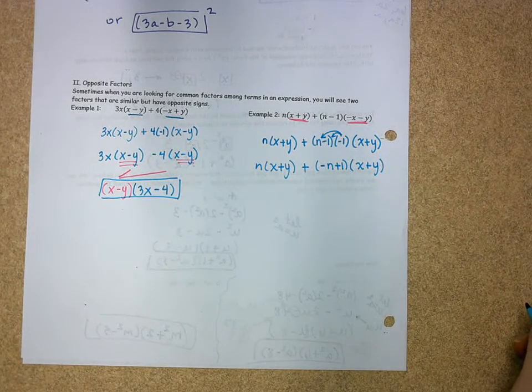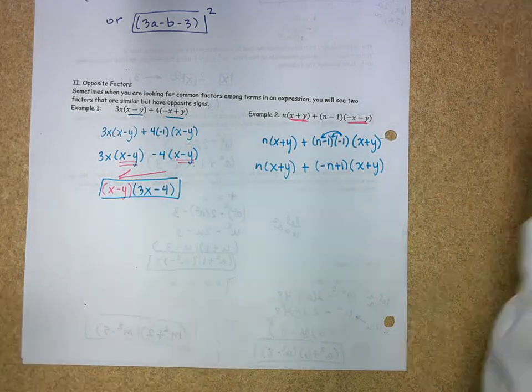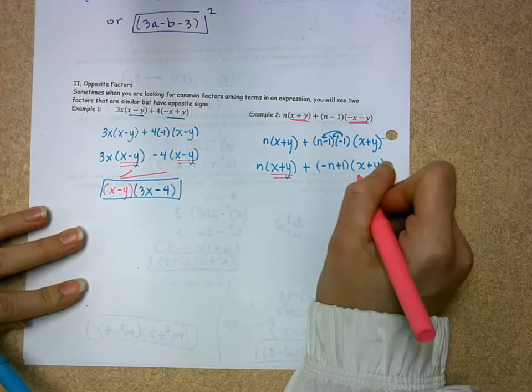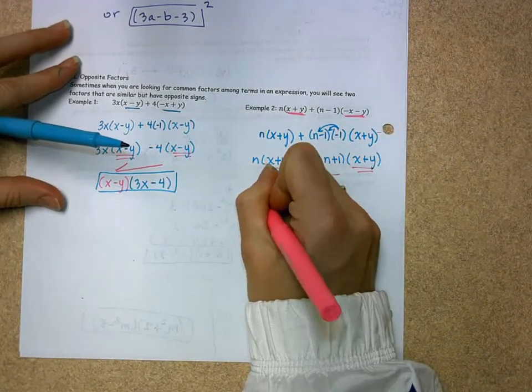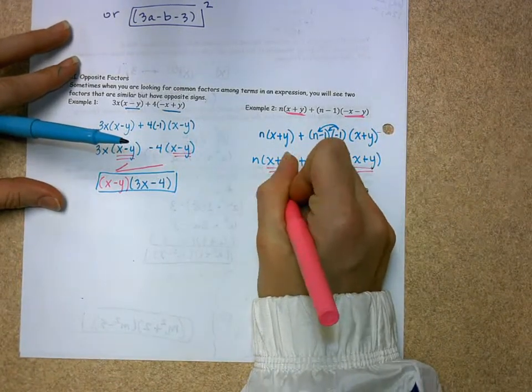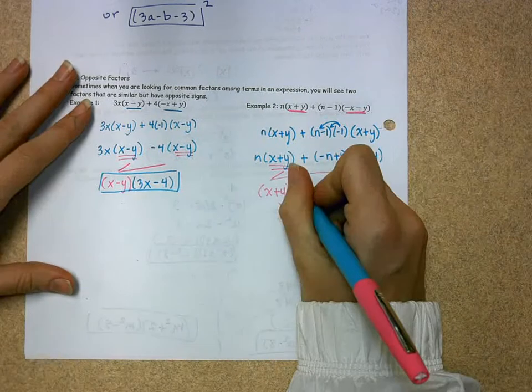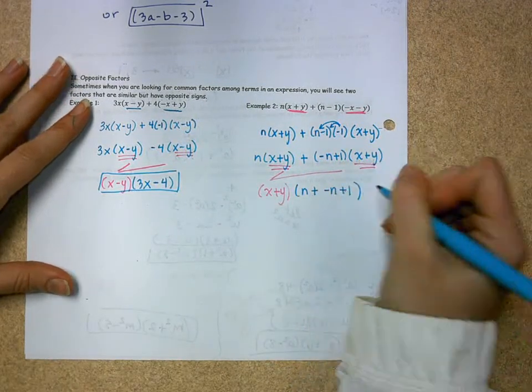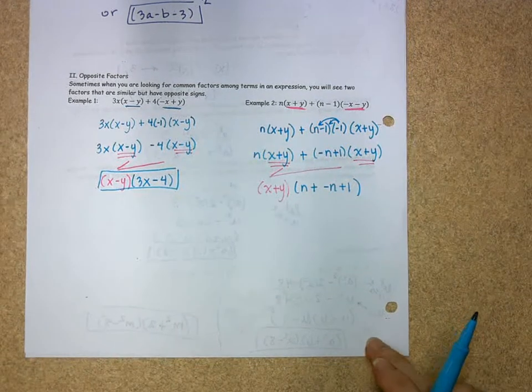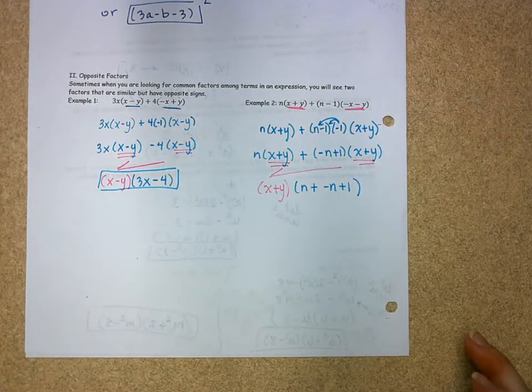Finally, what's the last thing that we do? Take out the x plus y, because it's in both terms. So take it out. And that leaves me with quantity x plus y times quantity n plus negative n plus 1. Is that as far as I can go? No, what else can I do?